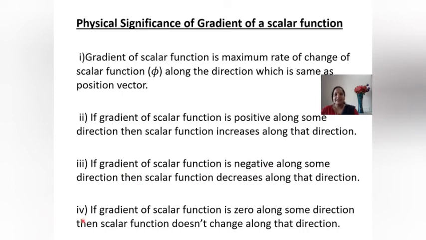Next, if the gradient of a scalar function is 0 along some direction, then the scalar function does not change along that direction. If the scalar function does not change along some direction, then the gradient is 0 along that direction. These are the physical significance of the gradient of a scalar function.